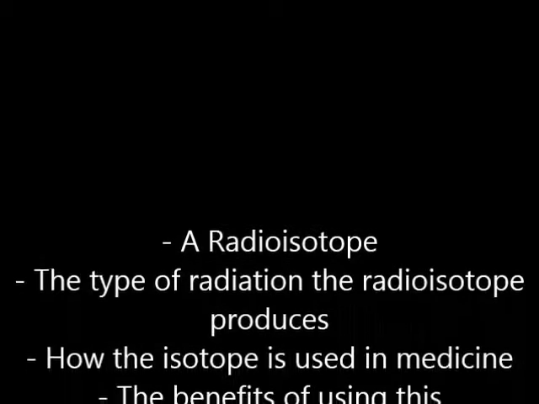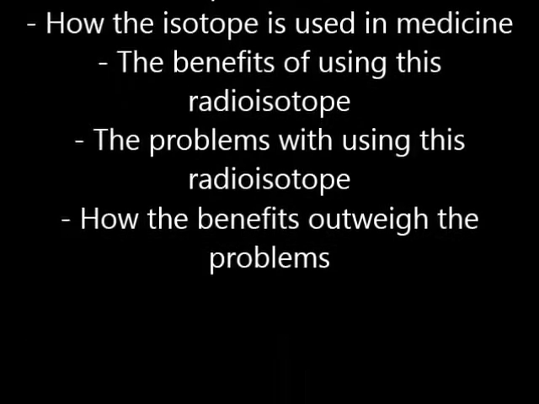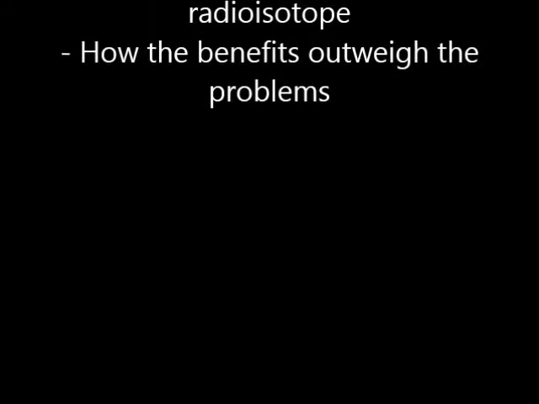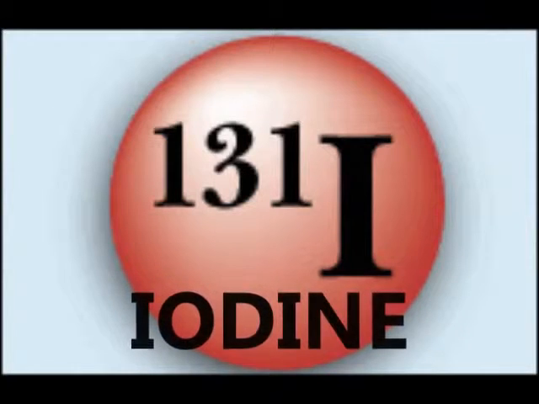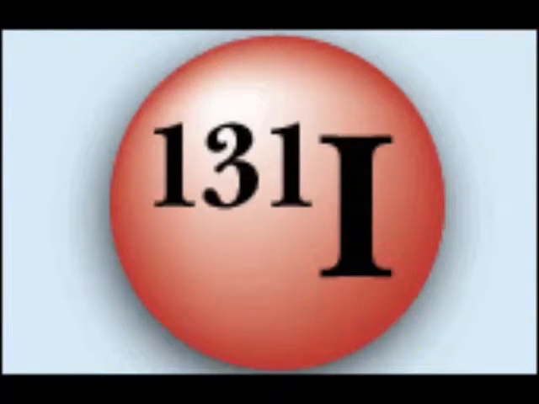Throughout this video, I will talk about a particular radioisotope and the type of radiation it produces. I will be explaining how the radioisotope is used in the field of medicine, outlining the benefits and problems associated with the radioisotope, and how the benefits outweigh the problems. The radioisotope I have chosen to talk to you about is one that some of you may be familiar with. It goes by the name of iodine-131.